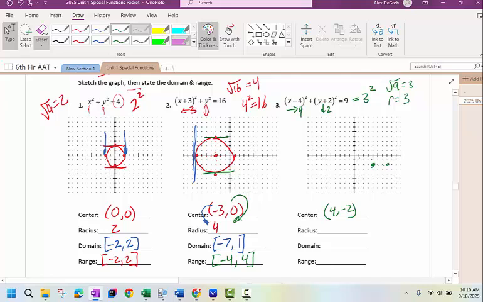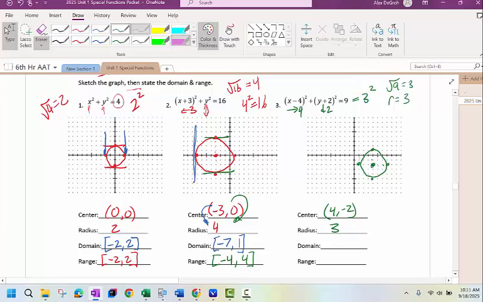So 1, 2, 3 to the right, 3 up, 3 left, 3 down, connect the dots. If you miscount them, it won't look like a circle. Not that my circles look like circles anyway. All right, we said the radius is 3, so just put 3 here.